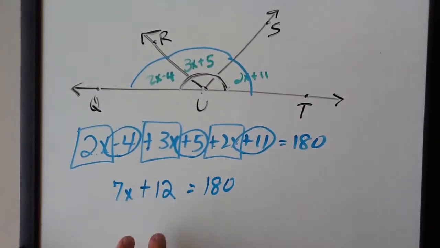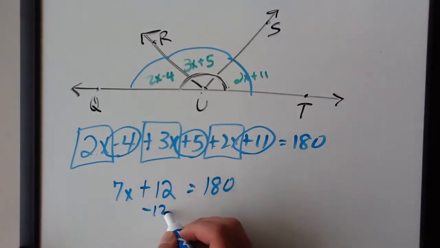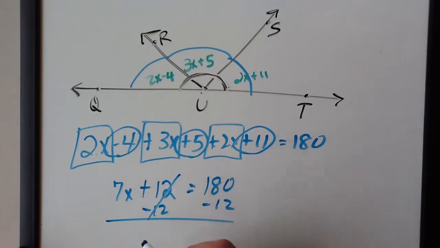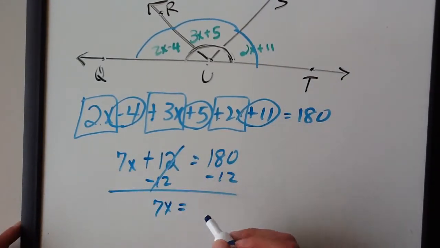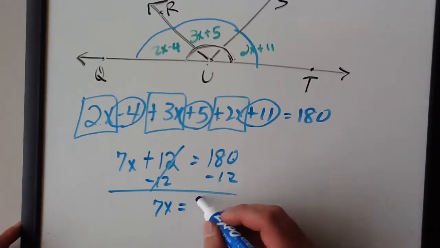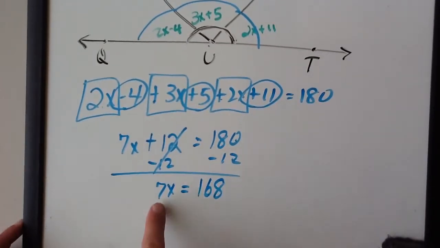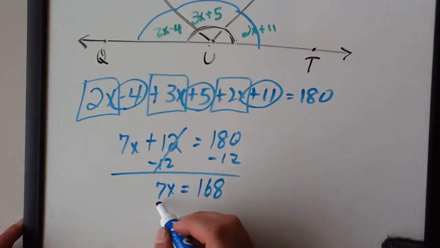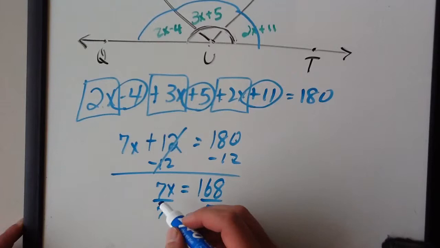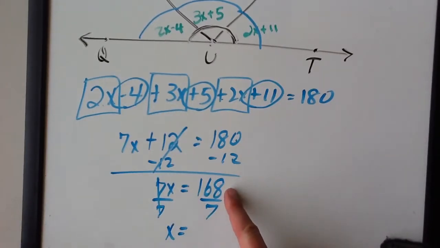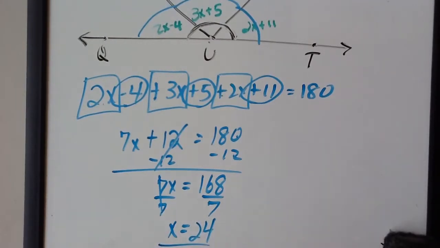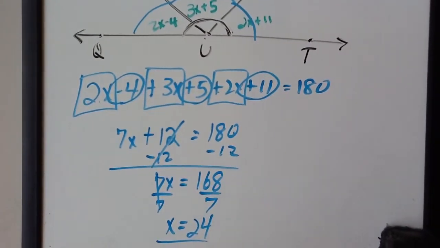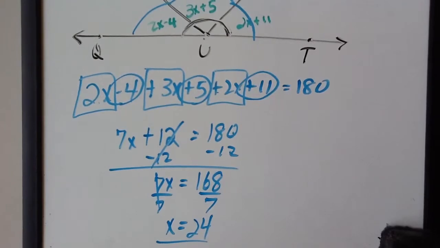Now to solve for x, I undo this addition by subtraction. So I subtract both sides by 12. Those 12s cancel, so I'm left with 7x equal to 180 minus 12, which is 168. 7x means 7 times x. So to undo the multiplication, I divide by that coefficient of 7, so that x equals 168 divided by 7, which is 24.